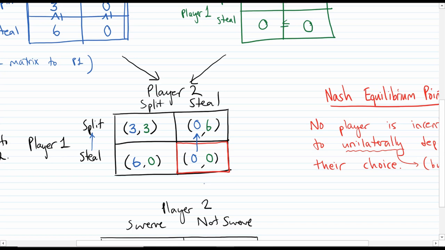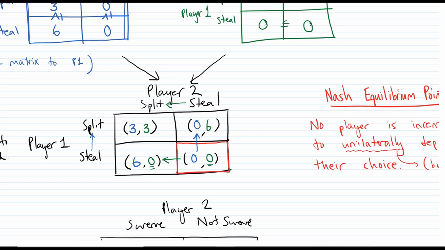What about player two? Well, player two, are they incentivized to move from stealing to splitting? Well, that would move them over one column. That would move them from 0 to 0 again. And so similarly, player 2 is not incentivized to move from steal to split.